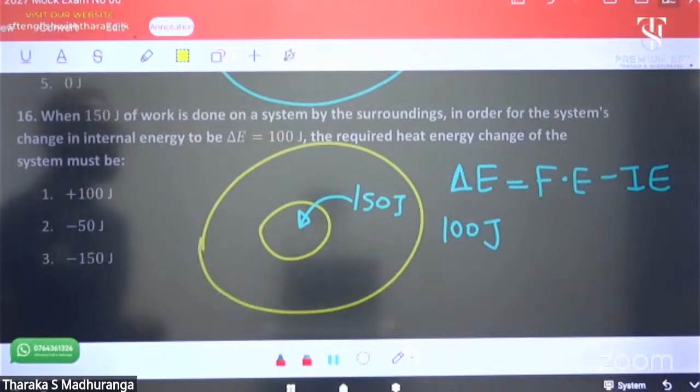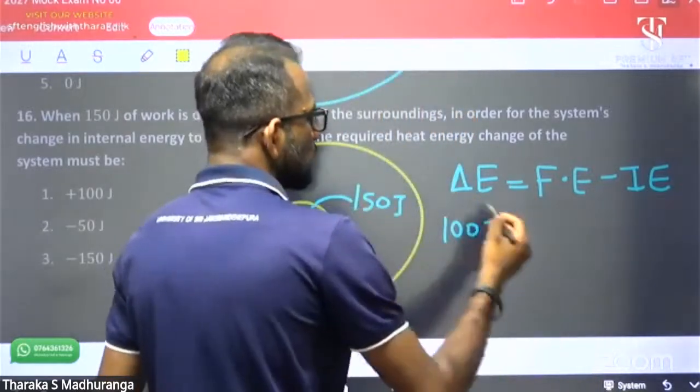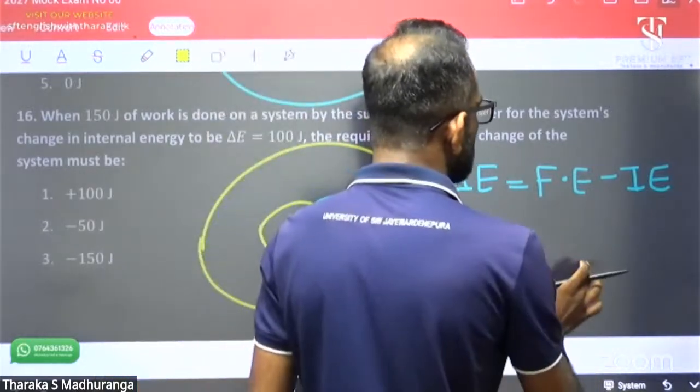The required heat energy change of the system must be determined. Then 150 joules absorbed, right? 150 joules absorbed.